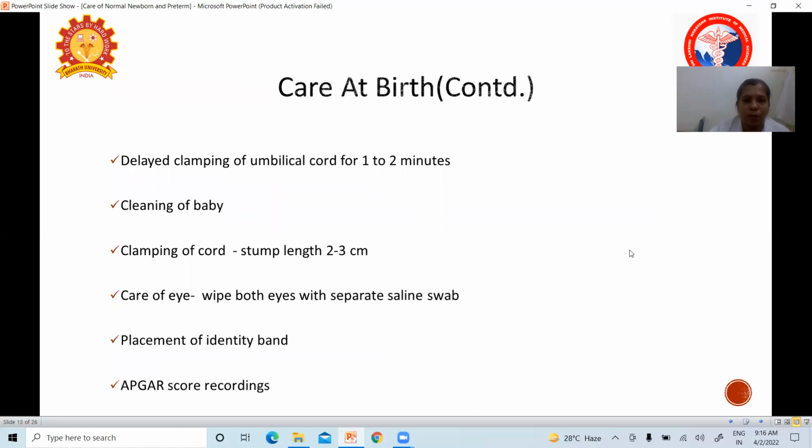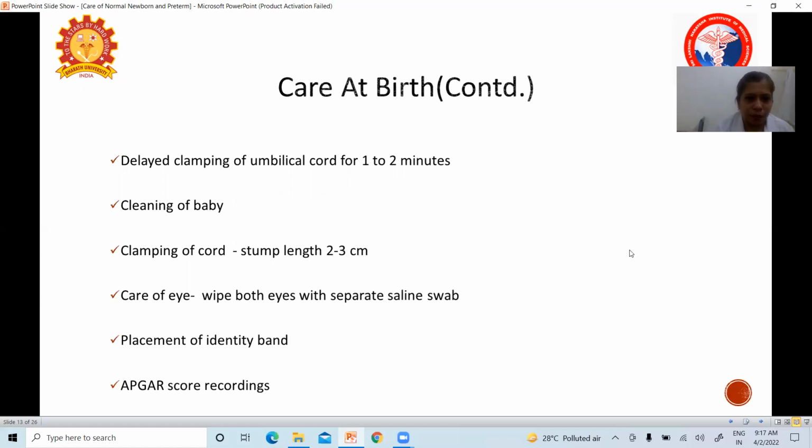Now, delayed cord clamping of umbilical cord for 1 to 2 minutes. In which cases we have to perform this, and how much delay we can do. So delay we can do from 1 to 2 minutes, and now it is recommended even up to 5 minutes. If the baby is vigorous, having good tone, cried immediately after birth, we should wait for the clamping of the cord. This extra blood which baby is getting from the delayed cord clamping is going to prevent many morbidities in the newborn. So delayed cord clamping is recommended for both preterm and term baby.